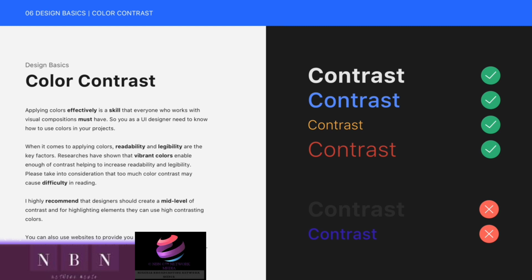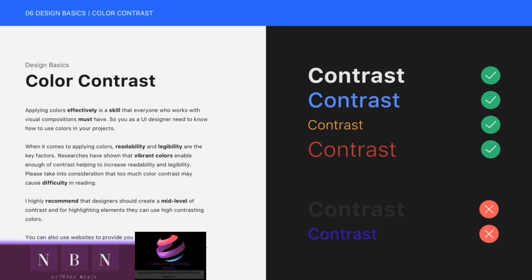When it comes to applying colors, readability and legibility are the key factors. Researchers have shown that vibrant colors enable enough of contrast, helping to increase readability and legibility. Please take into consideration that too much color contrast may cause difficulty in reading. I highly recommend that designers should create a mid-level of contrast, and for highlighting elements, they can use high contrasting colors. You can also use websites to provide you with a ratio when comparing two colors to see whether there is enough contrast or not.